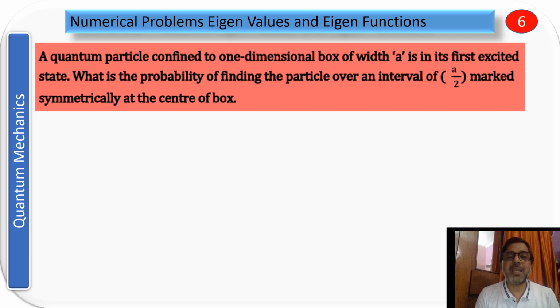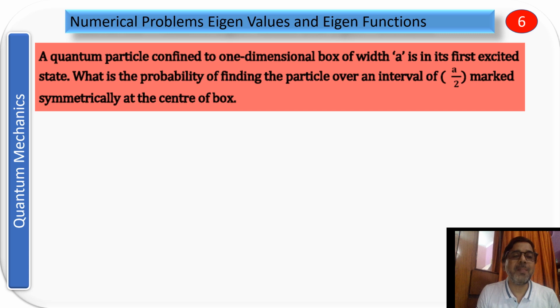A quantum particle is confined in a one-dimensional box of width a, in its first excited state. What is the probability of finding the particle over an interval of a by 2 marked symmetrically at the center of the box? Before I come to the given values, let us see what this problem says.